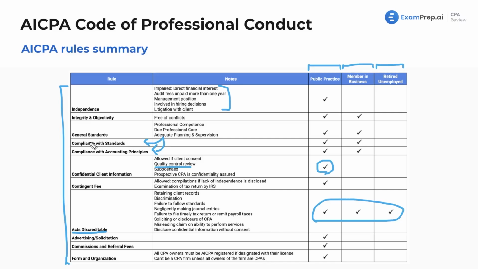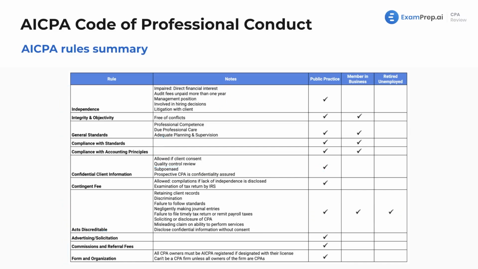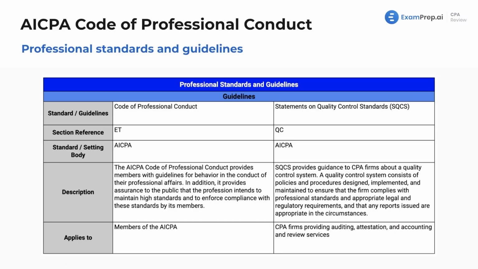And let's wrap it up with one last chart I have for you. Here is our professional standards and guidelines. Now, this is the authoritative literature, and these are two sections which you would find there. You could see these for authoritative literature questions on the exam. And what do we have? We have the Code of Professional Conduct. Now, if you actually want to see this, right, go into the authoritative literature, and it's the ET section.